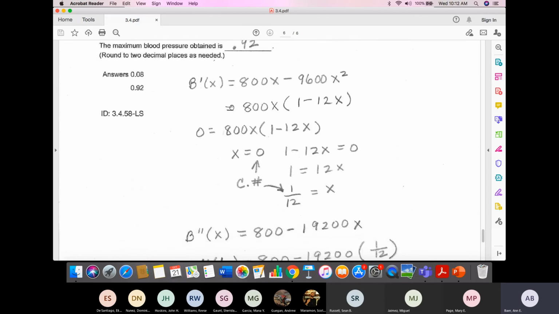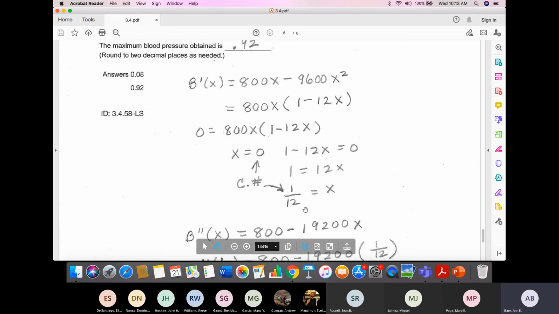So we can apply maximum minimum principle number 2 here. We need to find the critical numbers, and we need to set the first derivative equal to 0. So let's set this equal. When is this 0? When this factor X is 0, and when this factor 1 minus 12X is 0. These are what we call critical numbers.